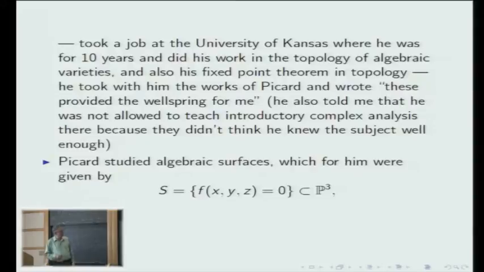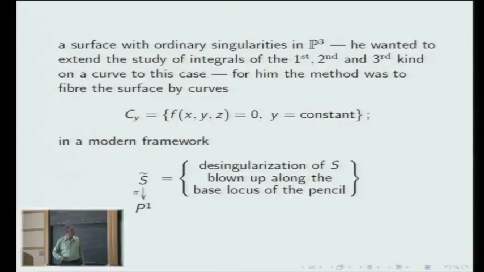Coming to Picard, he studied algebraic surfaces, which for him were given very concretely by a polynomial equation in C^3, or really projective P^3. This would be a surface with ordinary singularities. The way to think of it is you have a smooth surface in high-dimensional space and generically project it into P^3. It becomes a surface of codimension 1, but it'll have singularities that arise from the projection, but they were well understood, what those singularities were.